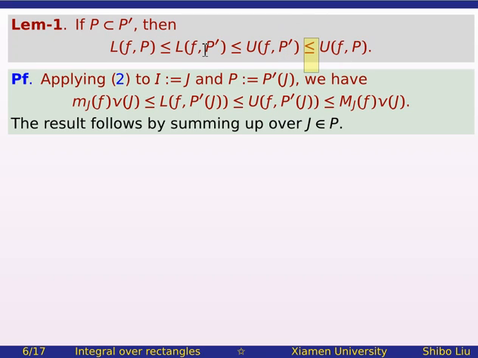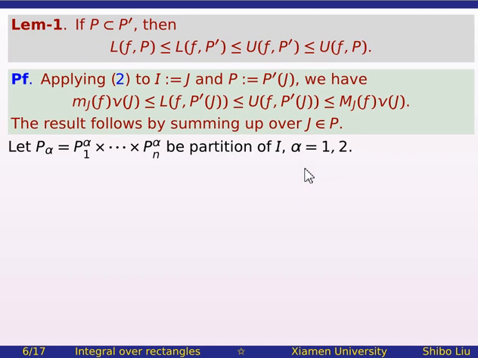So this is an important lemma, which tells us that if you refine a partition, the lower sum will increase and the upper sum will decrease. So how about different partitions? If we are given two partitions where neither is a refinement of the other, what is the relation between their lower sums and upper sums? To solve this problem, we introduce the concept of common refinement.